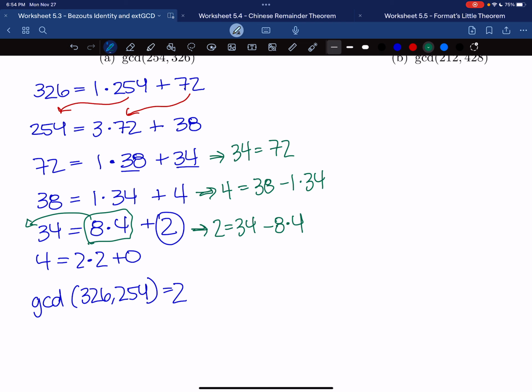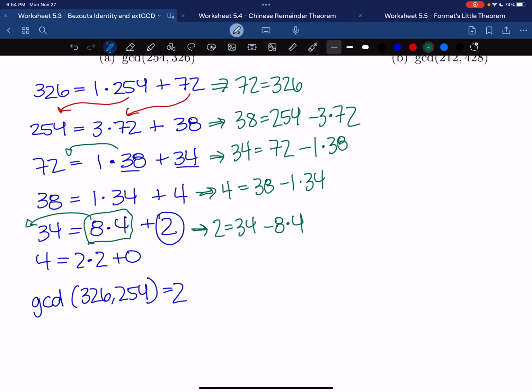34 is equal to 72, we're going to move this over, minus 1 times 38. And this one tells us that 38 is equal to 254 minus 3 times 72. And finally, it tells us that 72 is equal to 326 minus 1 times 254.